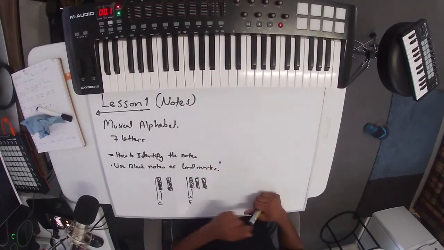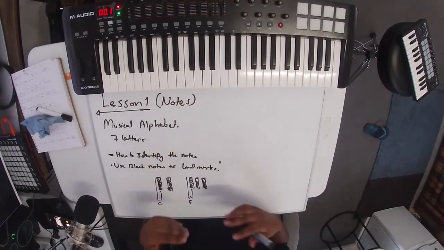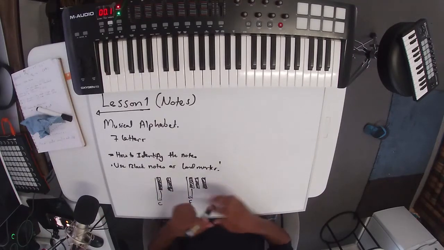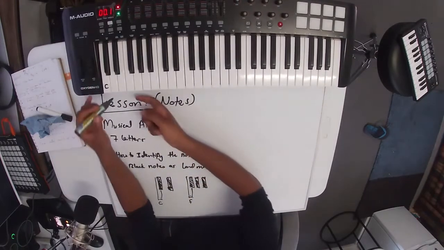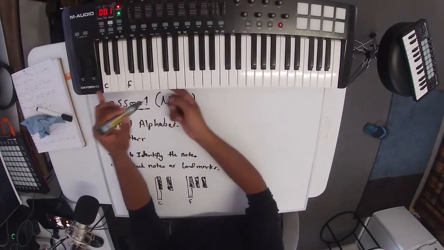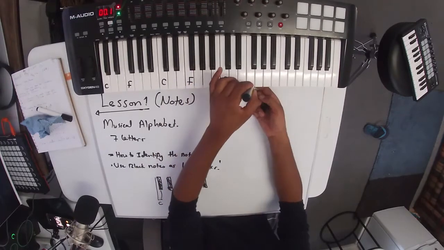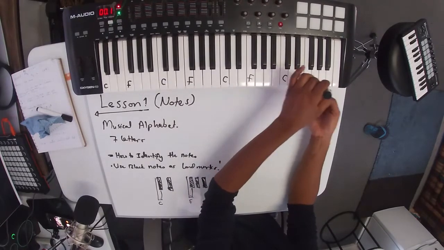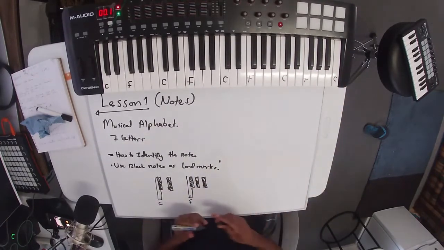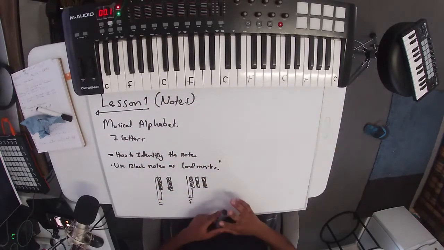Okay? Those are the 2 landmarks you can use. Actually, 1 landmark is enough, because then the rest becomes fill in the blank. Okay, so let's do that. If this is C, I'm just going to quickly write here. If this is C, this is F, then this is C, then this is F, and so on. C, F, C, F, C, F, C, F, C, right? The rest becomes fill in the blank, pretty much.